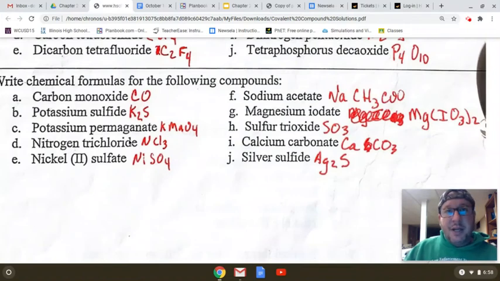D, nitrogen trichloride. It's a nonmetal and nonmetal, so it's covalent. So as you'll see here in the naming, they use the prefix tri. So you get NCl3.